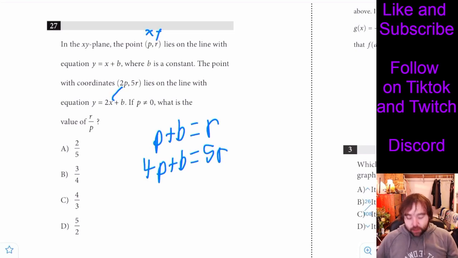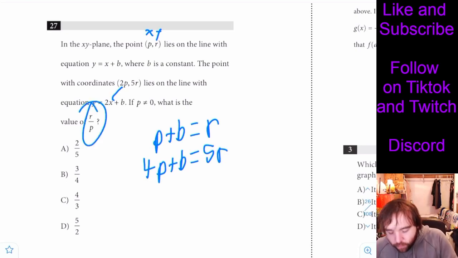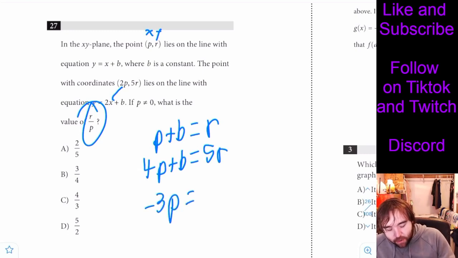Okay. So some may be tempted to do substitution here, but I wouldn't, because look at how we want r and p. We're looking for r over p. We might not actually find what they're equal to. We might just find what their ratio is. And we don't want the b, basically. So what I would do here is I would subtract. I would do 5 minus 4p is negative 3p. B minus b is 0. And r minus 5r is negative 4r.